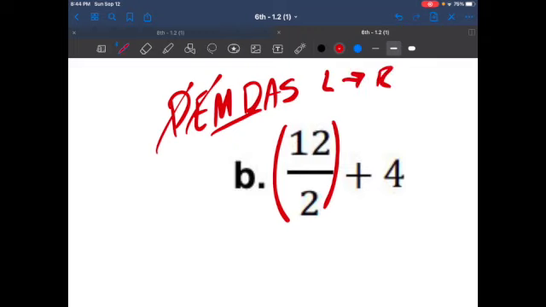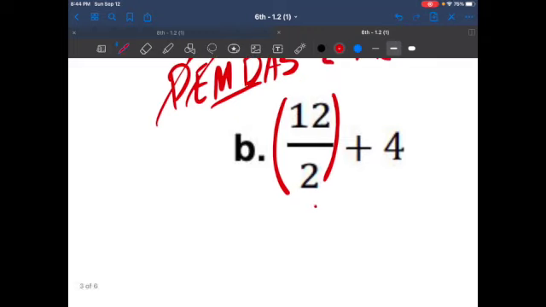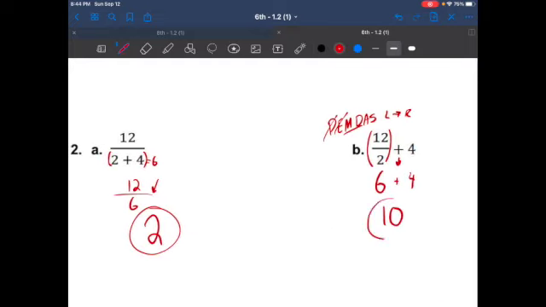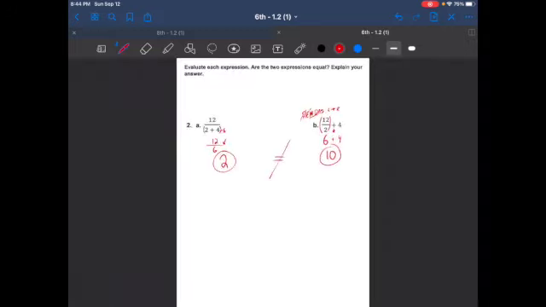What is 12 divided by 2? We know that's going to give us 6. Let's rewrite our problem. So now we have 6 plus 4, and that's going to give you 10. So are these two problems equal? No, they are not. Alright, let's move on to the next question.